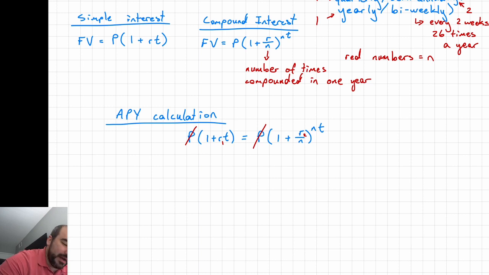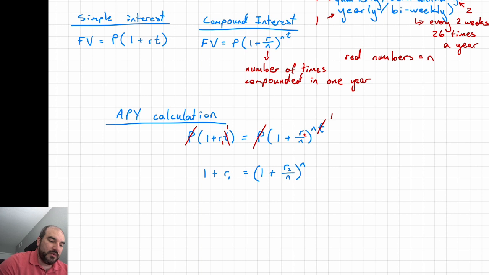The other thing we can eliminate here is the T, because when we're doing this conversion from compound interest to simple interest, we're doing everything in terms of 1 year. So I'm going to get rid of the T and replace it with a 1. Again, this is a 1, not an I. So once we do that, we will have 1 plus R1 equals 1 plus R2 over n to the n power.